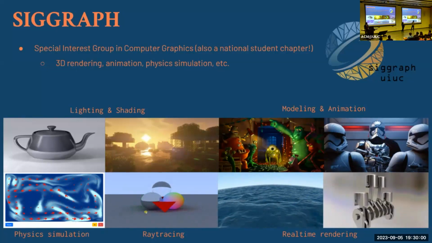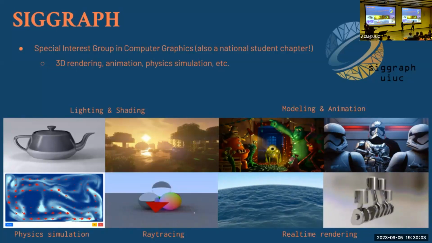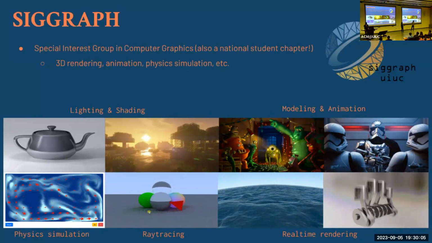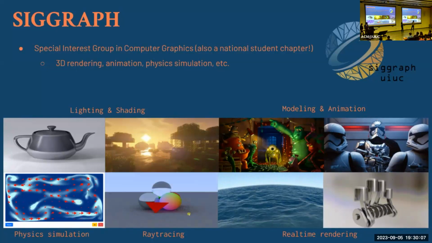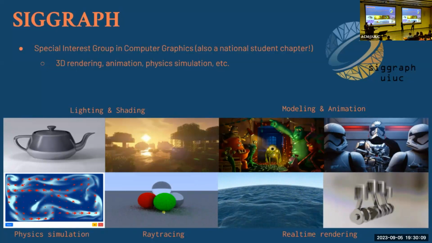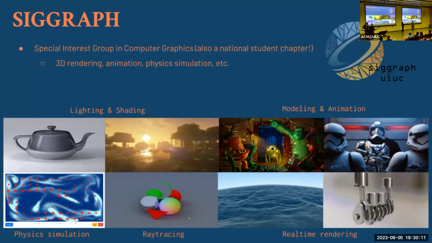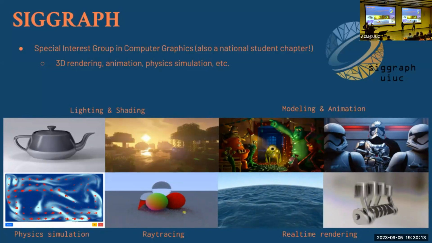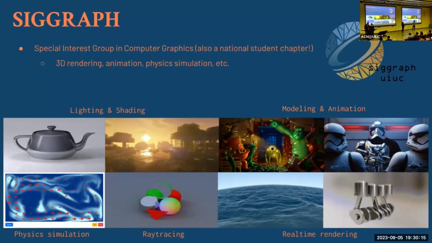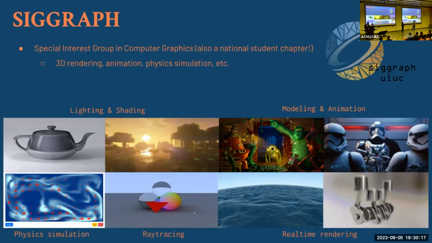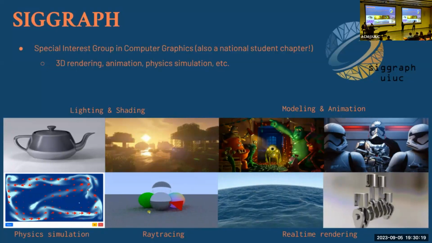There are a variety of different subfields within computer graphics. This includes stuff like rendering, ray tracing, physics simulation, 3D modeling, animation and visual effects, and a lot more.